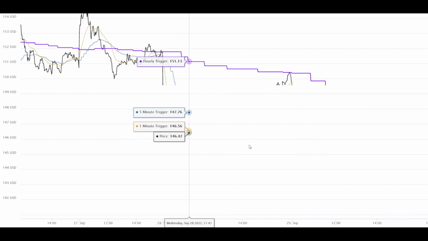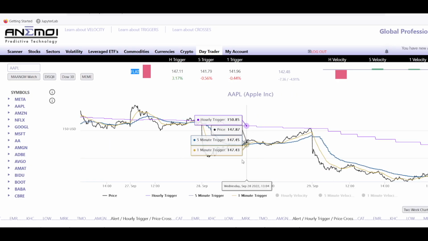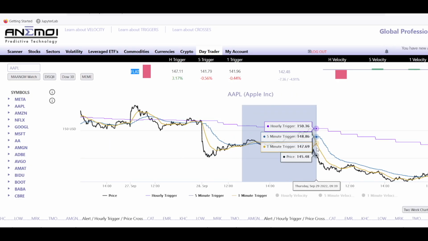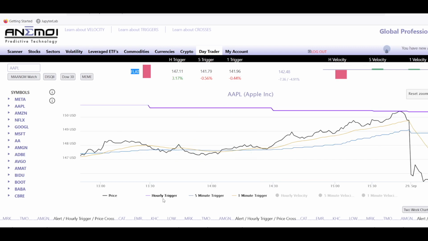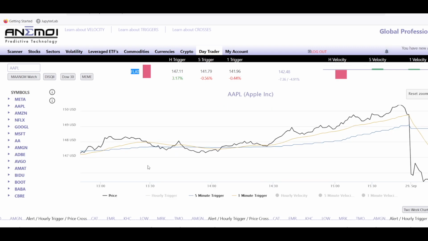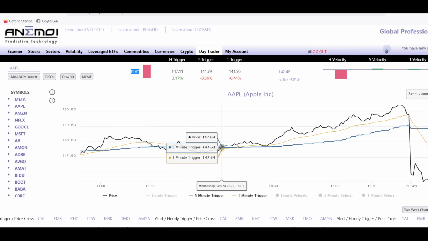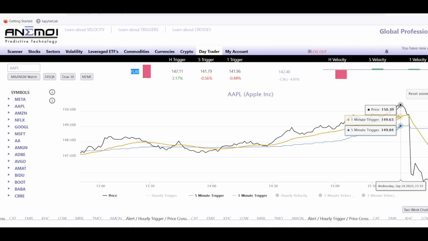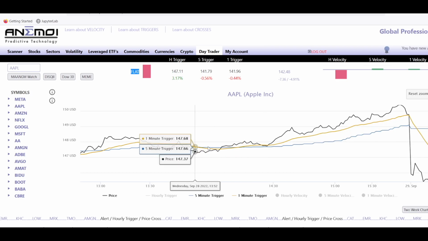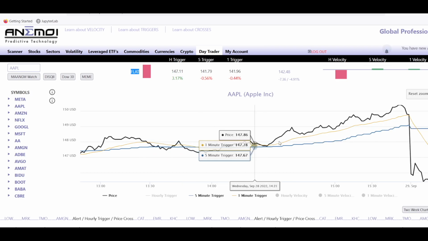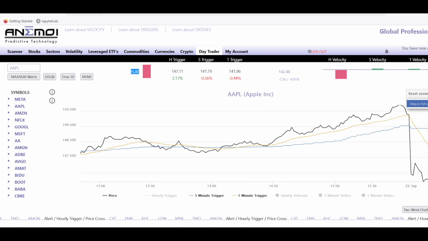Now I want to zoom in on something here. This is something called an airplane. I spoke about this a lot in the group, so it would help if you guys actually know what it is. So an airplane is when the 1 minute trigger comes down to the 5 minute trigger and then bounces off it basically. And you can buy these 90% of the time and literally make money on the first scalp.